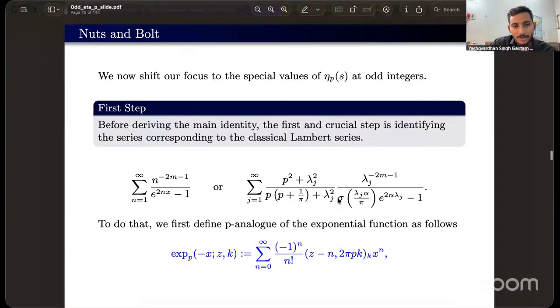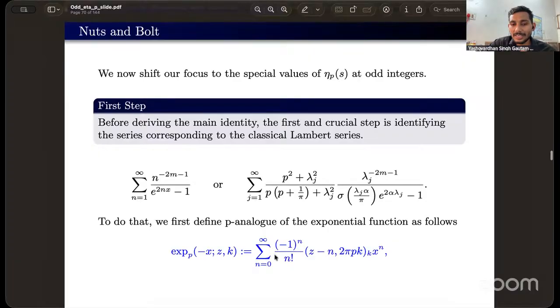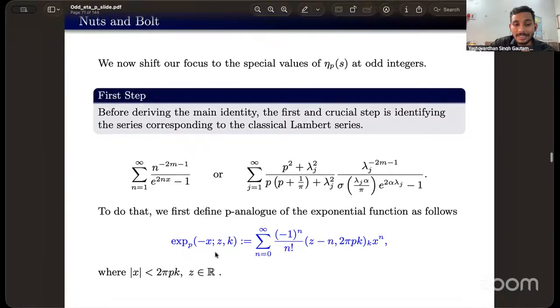So to do that, first, let's define the exponential p function. This exponential p function is defined as a sum from n equal to 0 to infinity. The only difference from the classical function is that we have one extra term, that is the bracket function. And if we observe here, this bracket function after some certain point becomes negative, right? It will go to the negative half plane. And to get the convergence, we have to first find its analytic continuation in the entire complex plane. Then we have to find the bound, and using that bound, we have the result that this is only absolutely convergent in this region.